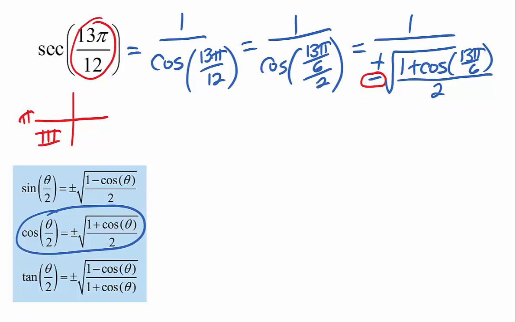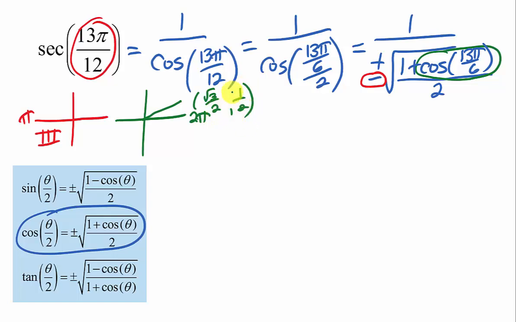The next thing I'm going to do is figure out the cosine of 13π/6. Well, 12π/6 is 2π, so that was all the way around, and then we've got one more π/6 here to get to 13π/6. That is bigger x, littler y, and we are in quadrant 1 where everything's positive and we just need the cosine, so that's going to be square root 3 over 2. So let's go ahead and put that value in our equation.